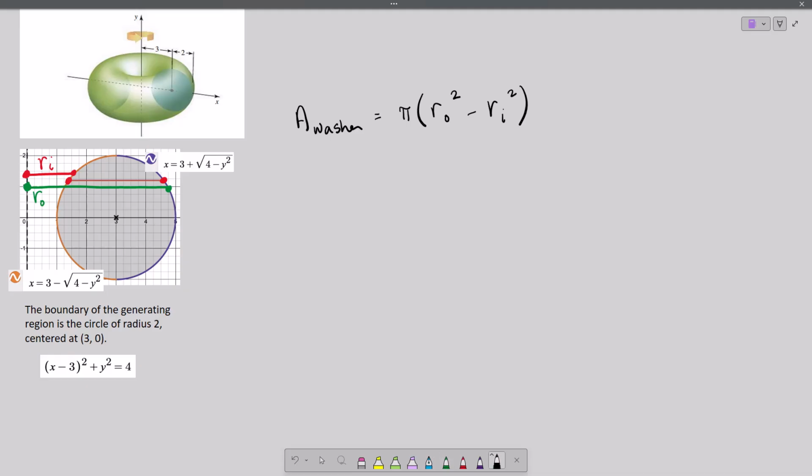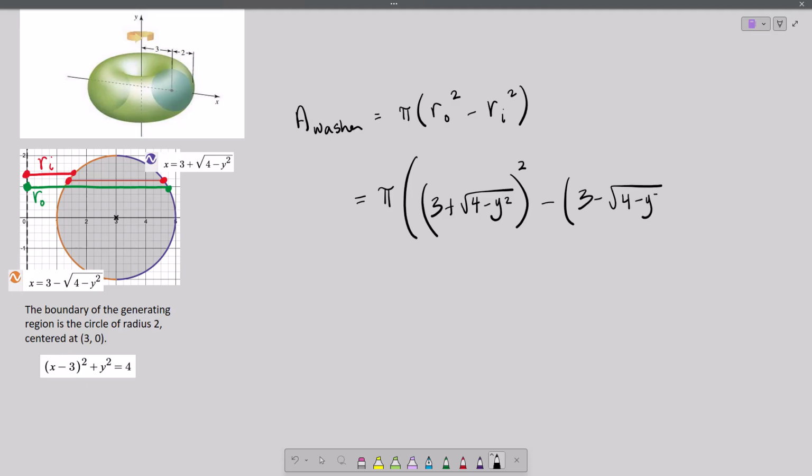So the area then of our washer, we're going to do r outer squared. Ooh, that's this one, right? The long one. That's our outer right there. The left is 0, so that's at least easy. So it's 3 plus the square root of 4 minus y squared, quantity squared, minus our inner, which is the orange one down here, so 3 minus the square root of 4 minus y squared, quantity squared, close parentheses. That is the area of the washer.